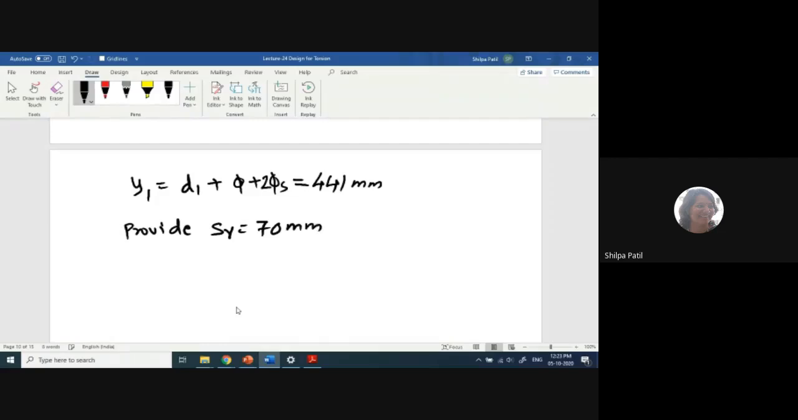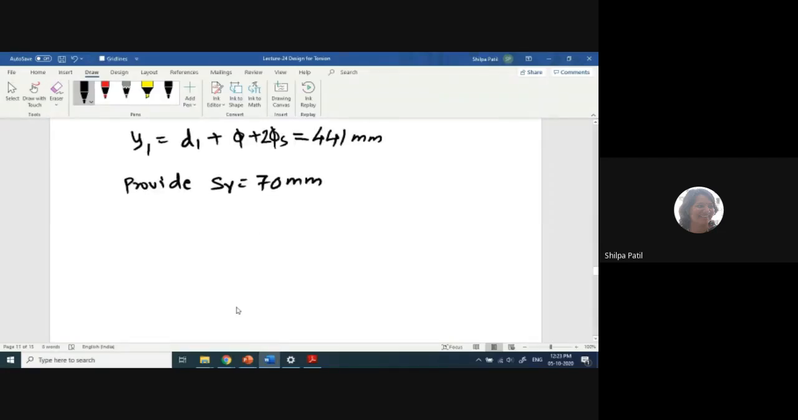Or you can simply write down one statement, provide 8 mm two-legged stirrups at 70 mm center to center.